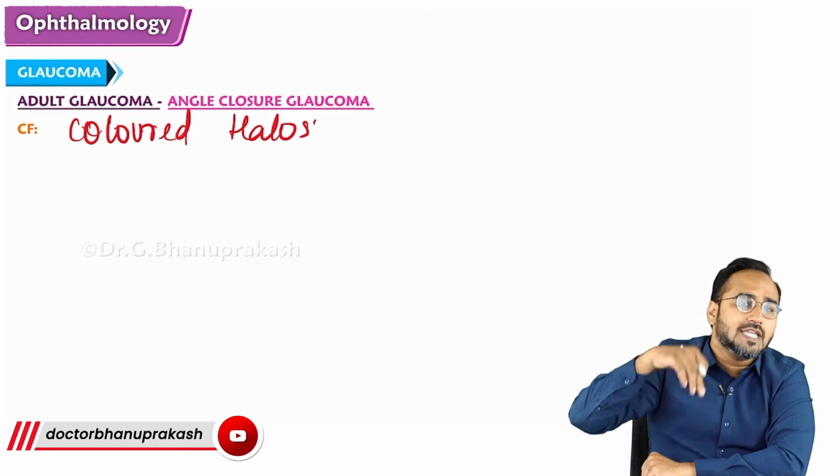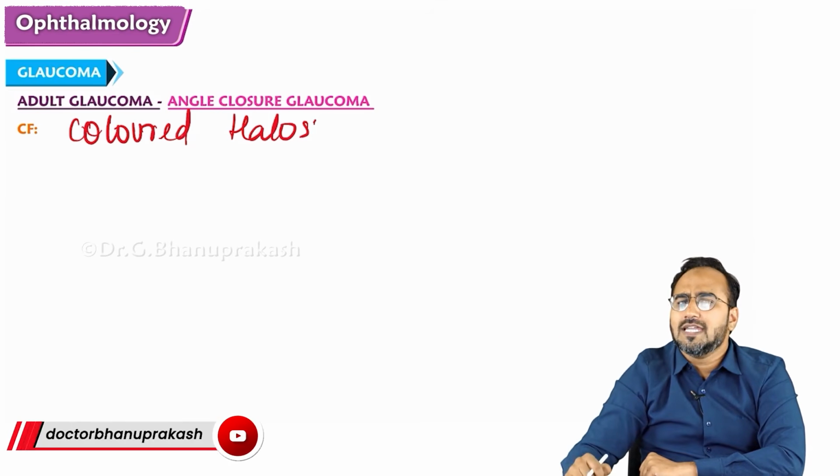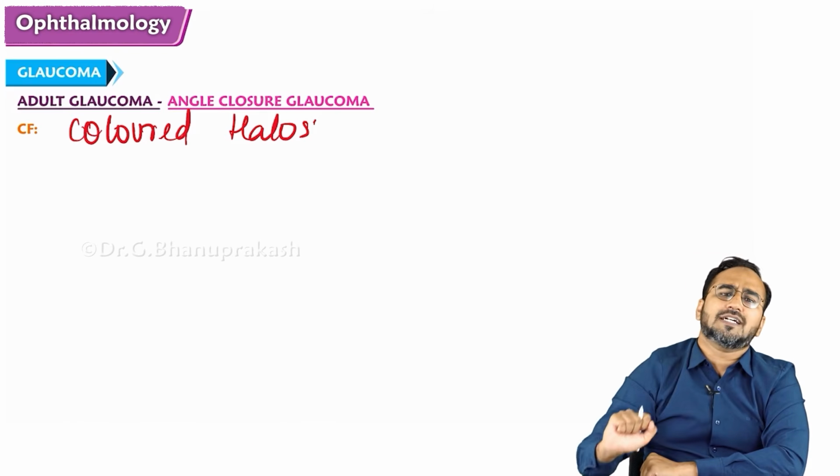Are colored halos only a feature of glaucoma? No, sir. Colored halos can also be seen in what conditions? They can also be seen in cataract. They can also be seen in mucopurulent conjunctivitis.